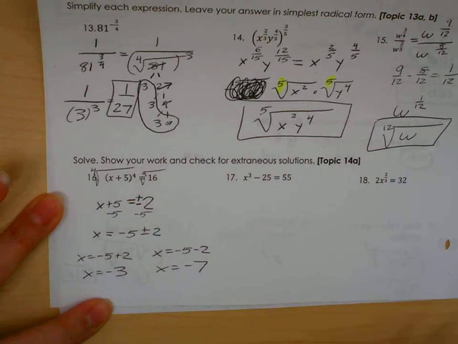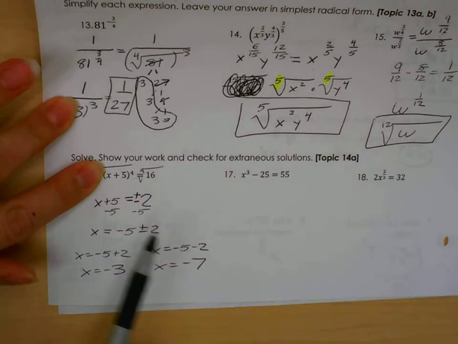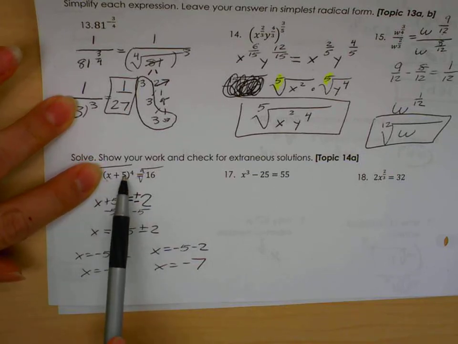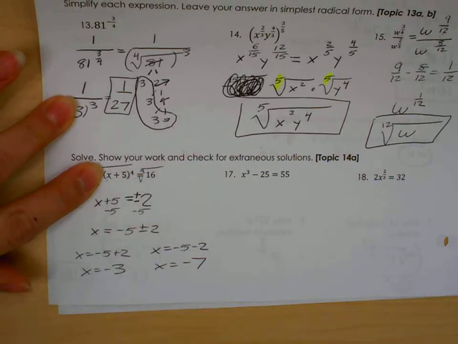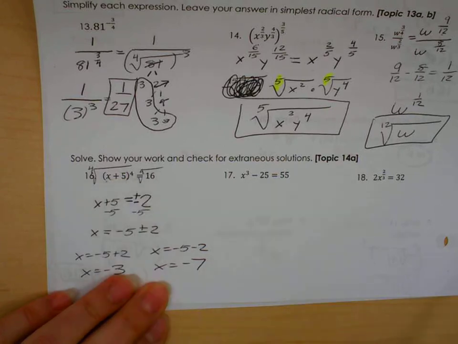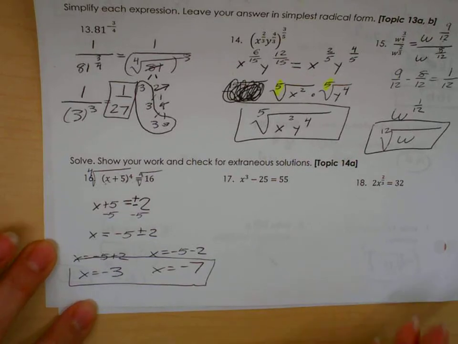So then we need to check. It says check for extraneous solutions. So we need to plug them back in and see that they both work. So if I plug negative 3 in here, negative 3 plus 5 is 2, and 2 to the fourth is 16. Perfect. If I plug negative 7 in here, I get negative 7 plus 5 is negative 2, negative 2 to the fourth is 16. They both work. So those are my two answers.